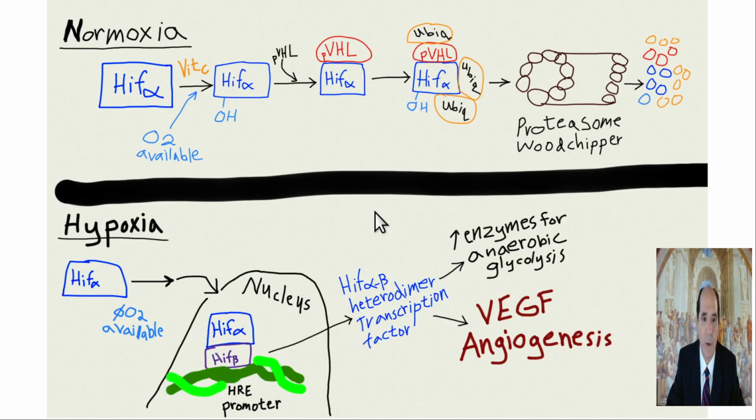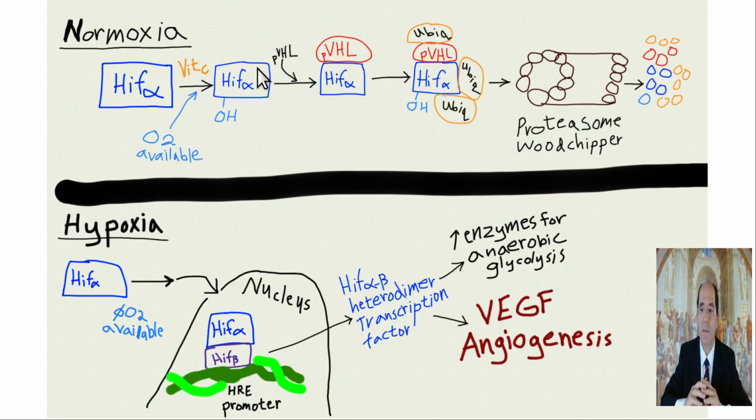We talked recently in one of my lectures about hypoxia inducible factor. When you have normal oxygen, hypoxia inducible factor, HIF alpha, will get hydroxylated. There's a prolyl hydroxylase domain enzyme which hydroxylates it. You need vitamin C for that as well. And then the hypoxia inducible factor gets ubiquitinated, which is like eat-me stickers put on it, and it gets chopped up in the proteasome, which is like a wood chipper. So that's what happens in normoxia.